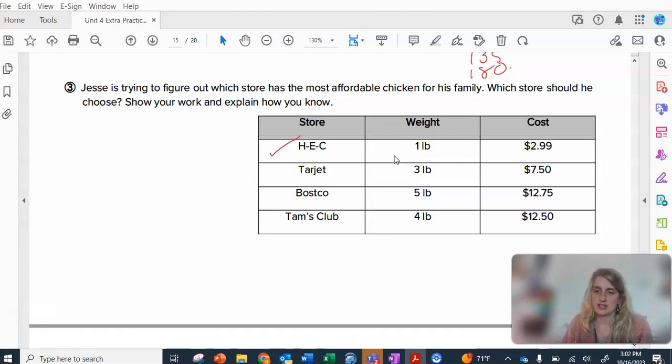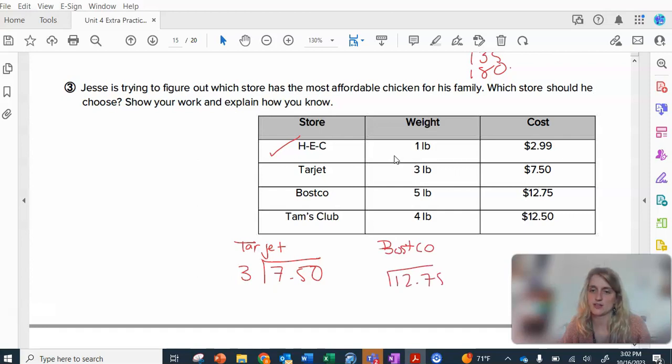For Target, we need to divide cost per pound. For Bosco, we need to divide cost per pound. And for Tam's Club, you need to divide cost per pound.